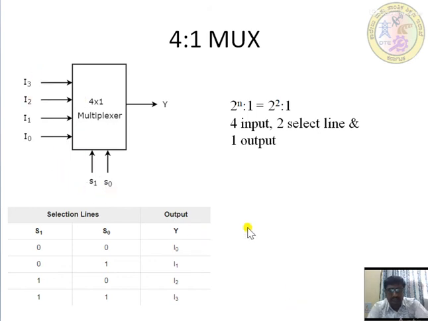See here. From the truth table, I can represent here. For 0, 0, I0 is selected. For 0, 1, I1 is selected. For 1, 0, I2 is selected, and 1, 1, I3 is selected. The expression for this one will be what?